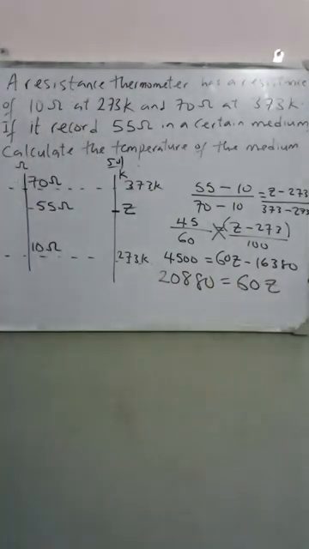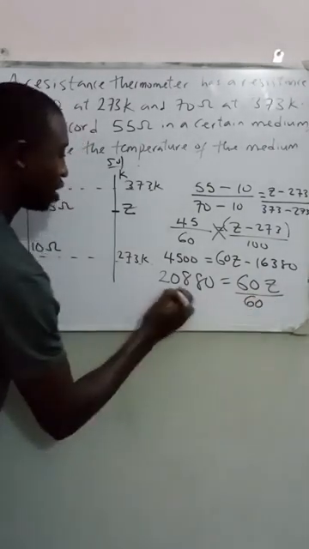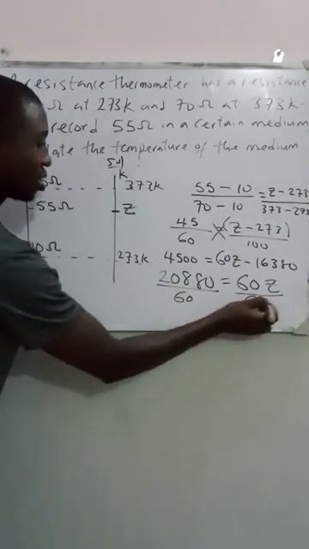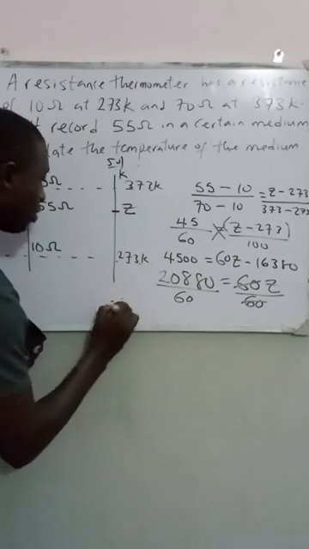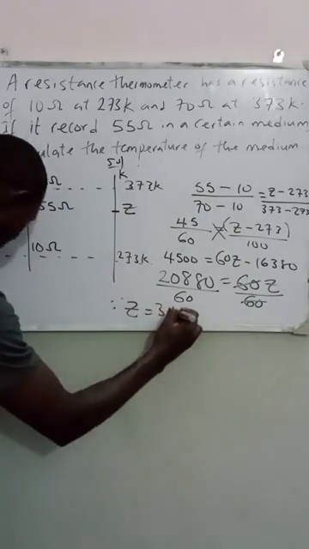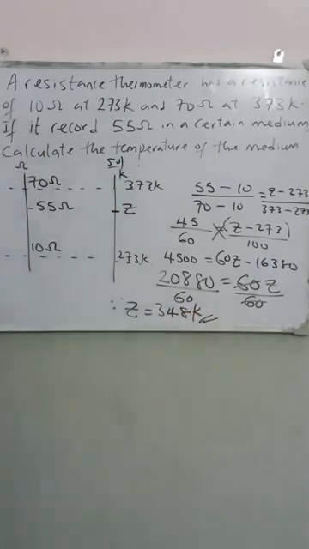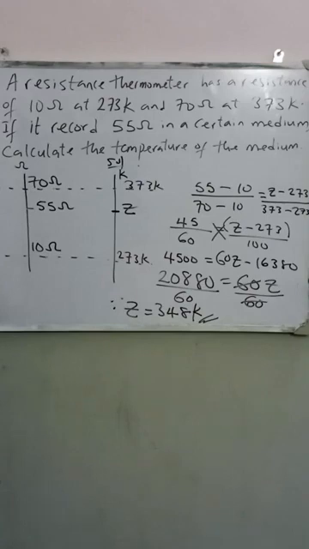Since my interest is to find the value of Z, it means I'm going to divide both sides by 60, so that this 60 cancels this 60. Therefore, the Z that I'm looking for is going to be 2880 divided by 60. So that will give us 348. 348 Kelvin on the Kelvin scale. So that is how we solve any problems that involve a scale of temperature.